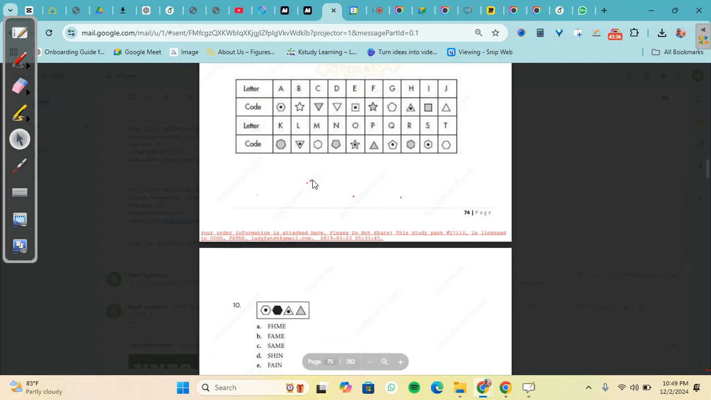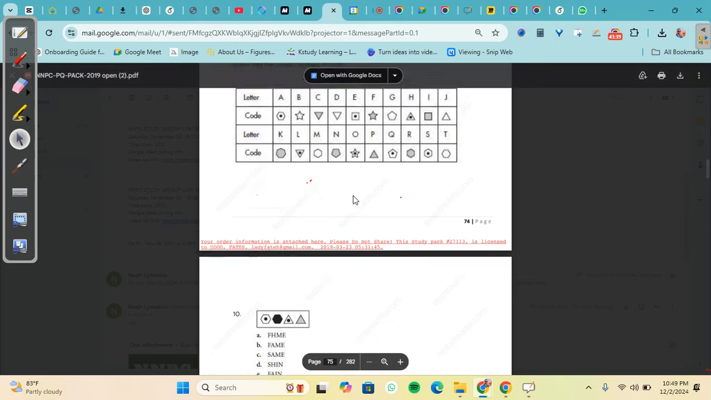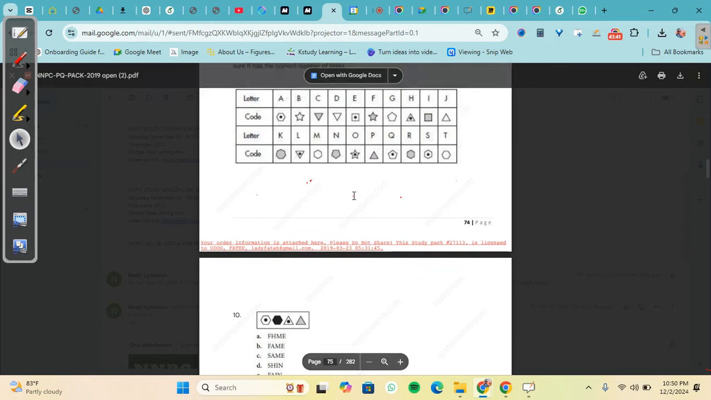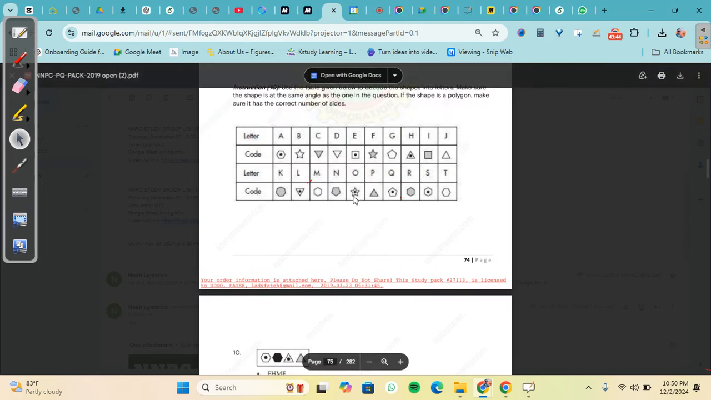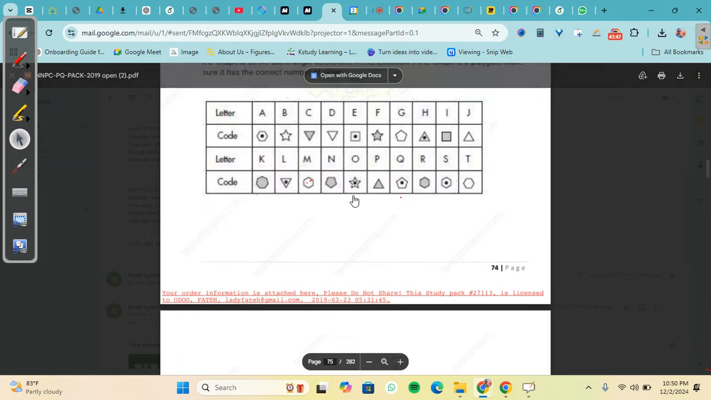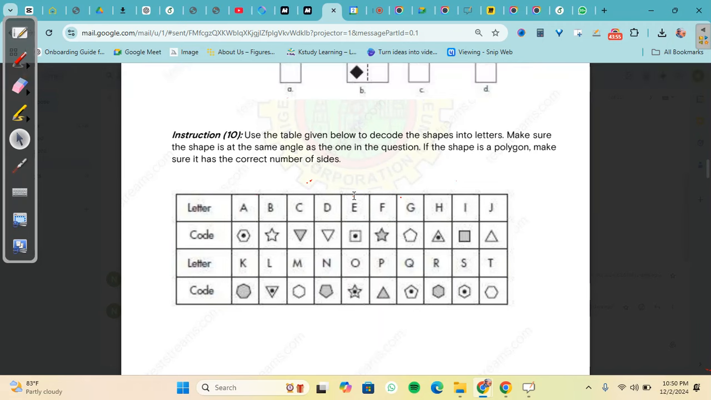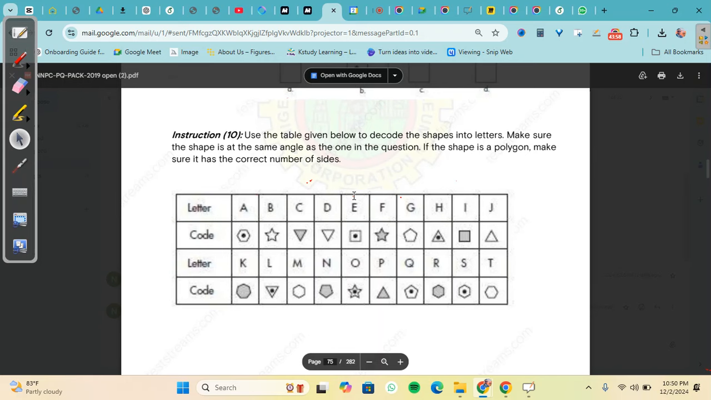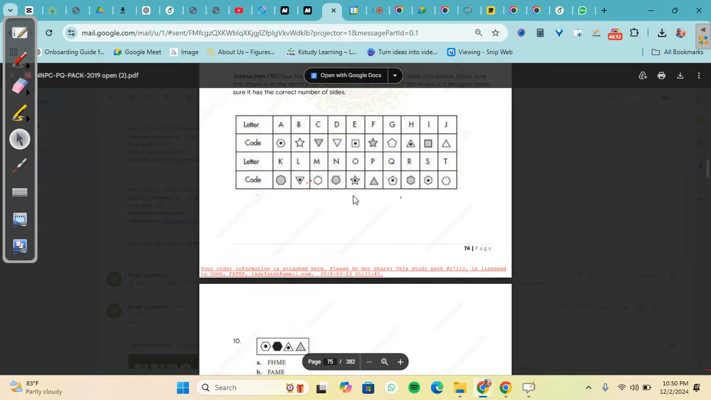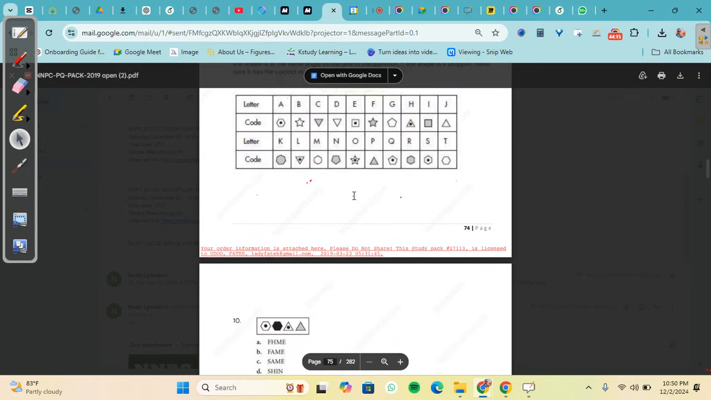But now the main thing is, can you solve this one? What's happening here? This is the instruction here. Let me zoom it in. The instruction says use the table given below to decode the shapes into letters. That means if I have a shape, I have to decode the letters. Make sure the shape is at the same angle as the one in the question. If the shape is a polygon, make sure it has the correct number of sides. So that's the instruction. Now let me zoom out and then show you the table.